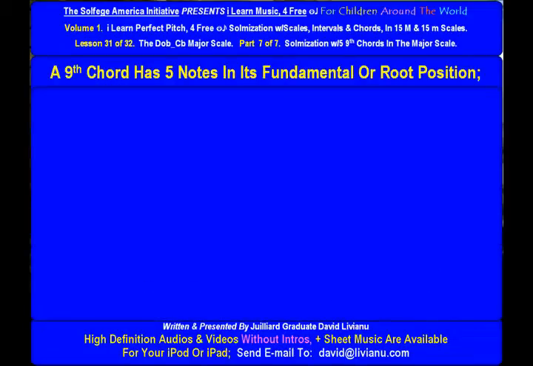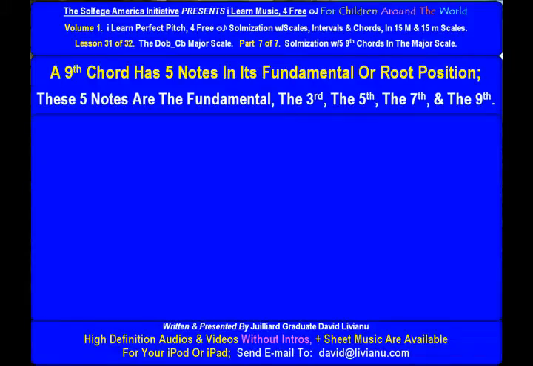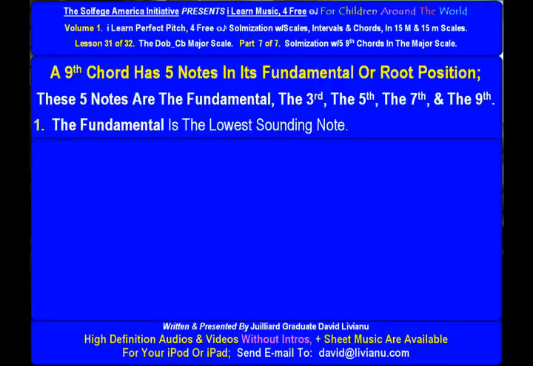A ninth chord has 5 notes in its fundamental or root position. These 5 notes are the fundamental, the third, the fifth, the seventh, and the ninth. The fundamental is the lowest sounding note.